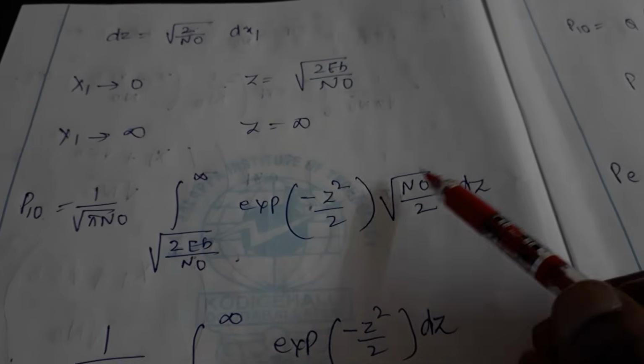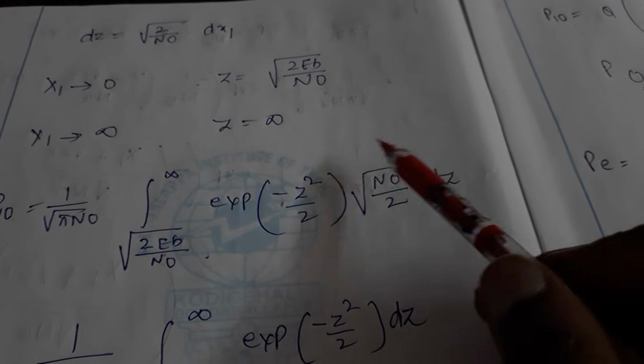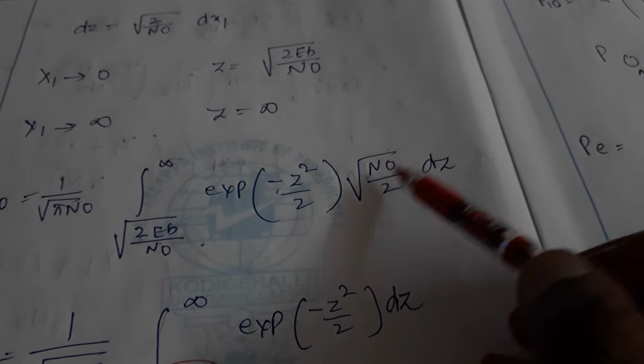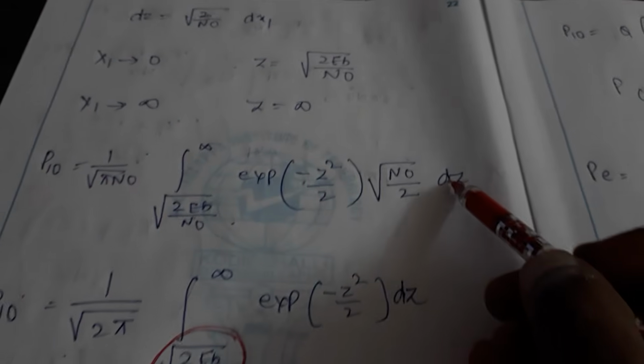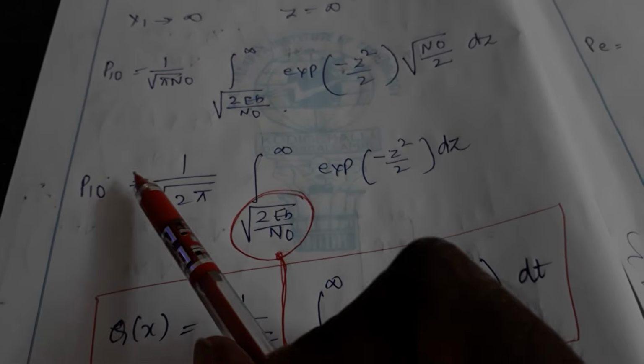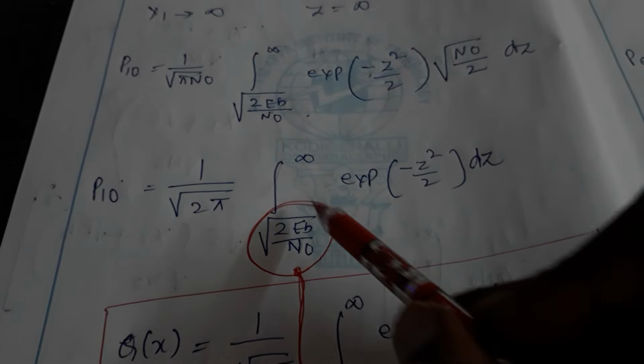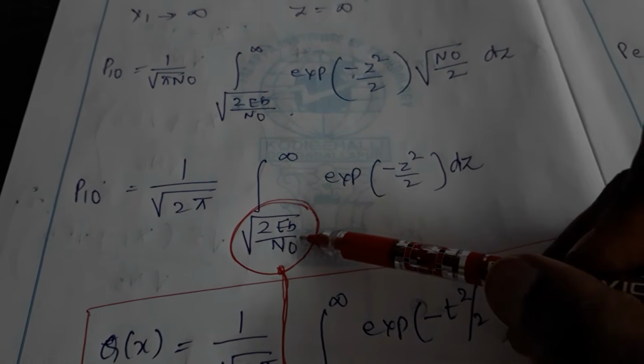Here it is infinity, followed by exp minus z square by 2, and dx1. When I make the substitution here, I will say this value into dz. You can observe here dx1, if you remove it from this one, you are going to get dz into root n naught by 2. So this is the value that you have got. Just observe this value. See P10, if the lower limit changes, the answer will change. Otherwise the answer is not going to change.